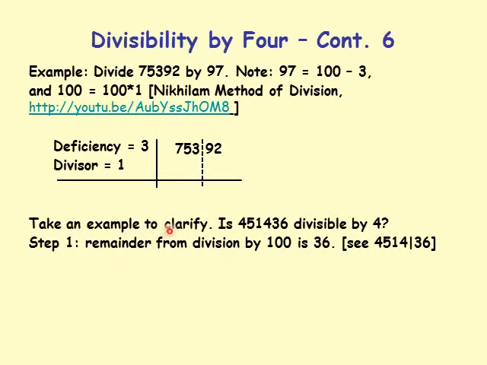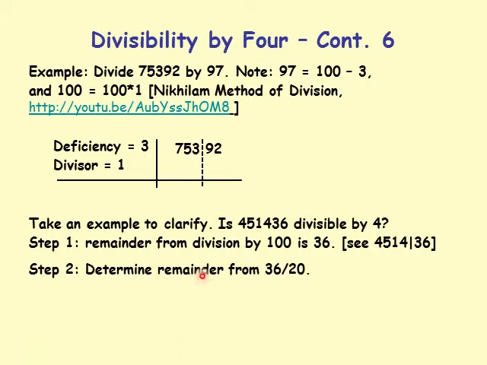Okay. So for example, this is what we had so far. Here's my example: 451436. Is that divisible by 4? First is division by 100. We draw a line. We get 36 on the right and 4514 to the left. This is the remainder, and this is the quotient. This is the line that says we can divide. We are looking for the remainder only, so we'll keep the remainder 36.